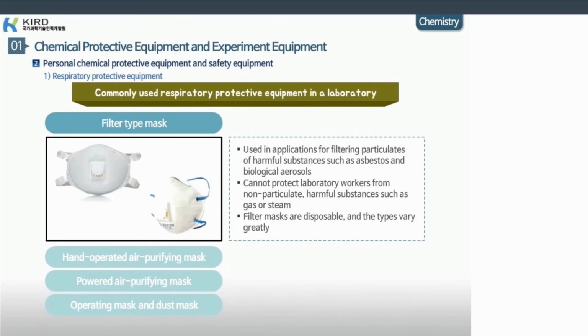They cannot protect lavatory workers from non-particulate, harmful substances such as gas or steam. Filter masks are disposable, and the types vary greatly.